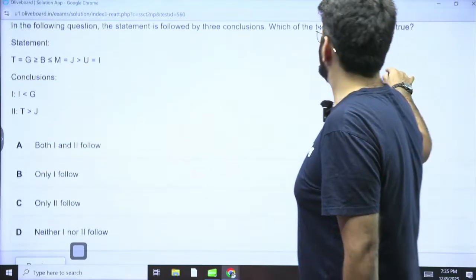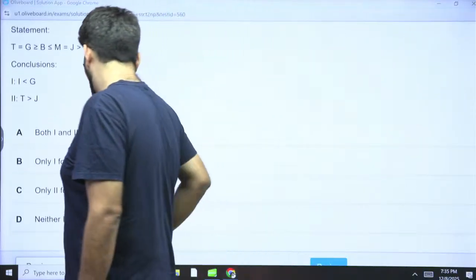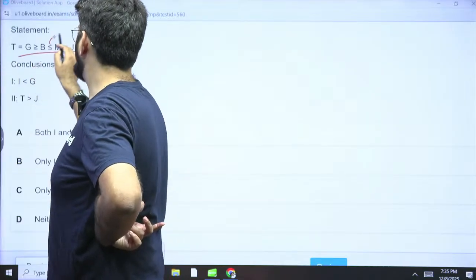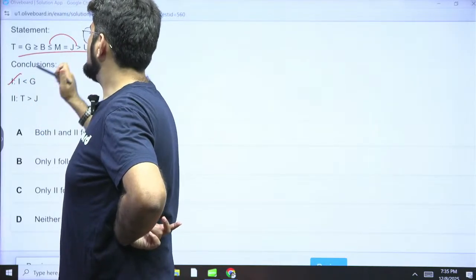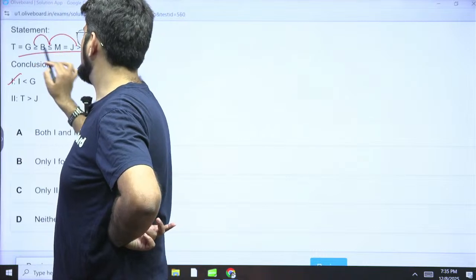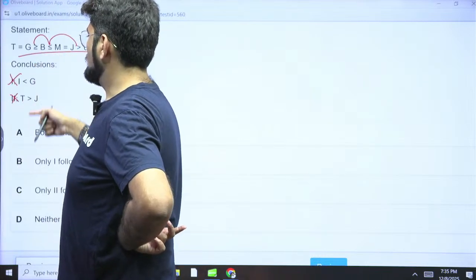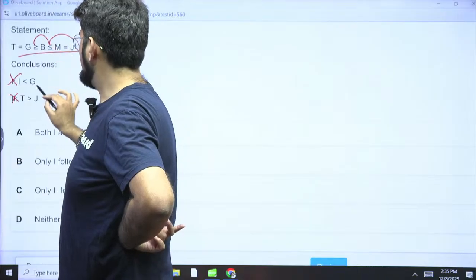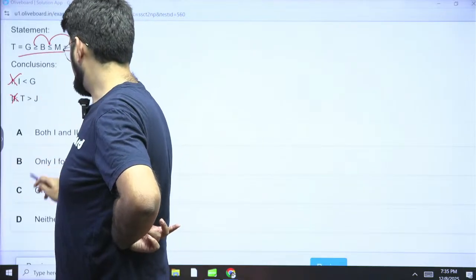Which of the two conclusions are true? Okay, let's quickly go through this. I less than G. I and G will not be related because they are on opposite sides. T greater than J. Again, same problem here. T not related to J. So both of them are not related to each other and there is nothing like equal to anywhere, right? Yeah, so perfectly none follow.